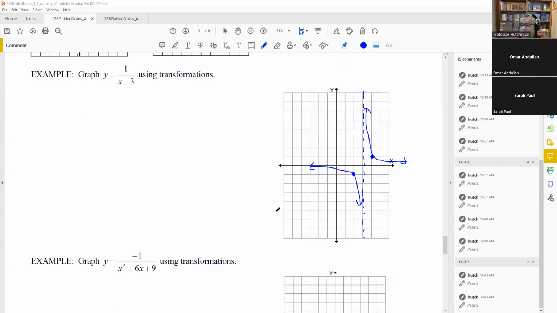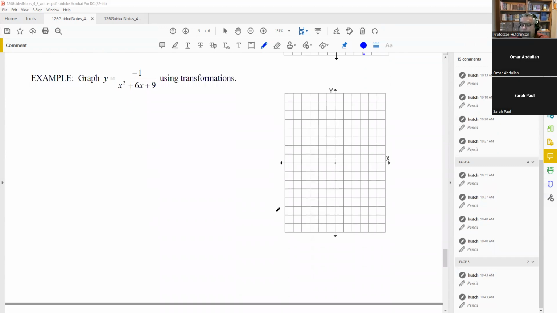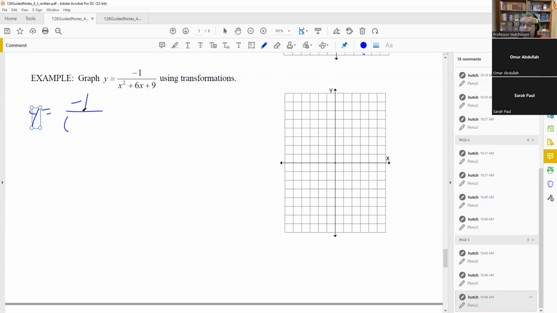Okay, next one we'll take a look at is this one. The next couple of graphs I'm going to show you are ones where you have to do a little bit of work to the function first before graphing it. First thing I will do here is the bottom part looks like it can be factored. So let's start with that, and let's factor the bottom. Okay, so x and x. Factors of 9 that add up to 6 will just be a 3 and a 3.